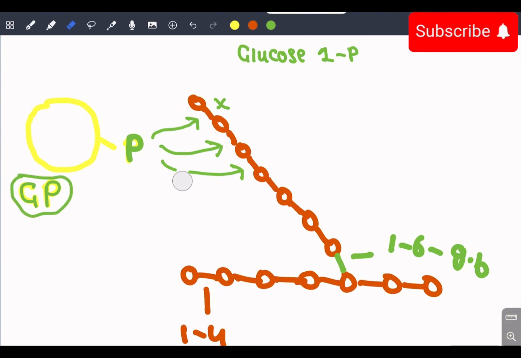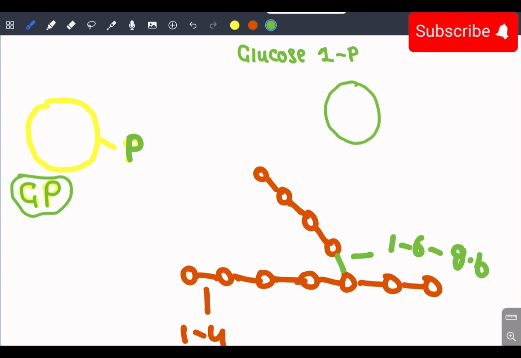Now what will be the final result over here? We have removed these, and we have the remaining 4 glucose molecules attached to this branch. Now another enzyme comes, and the name of this enzyme is the debranching enzyme, and the actual name is 4-alpha glucanotransferase. So this is the debranching enzyme.